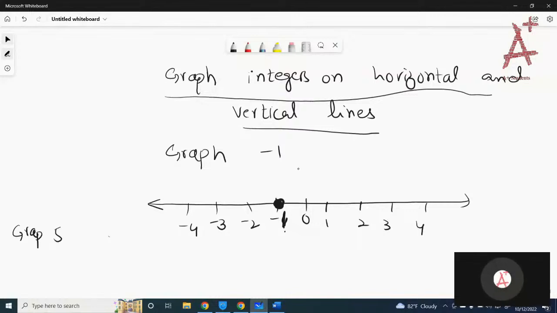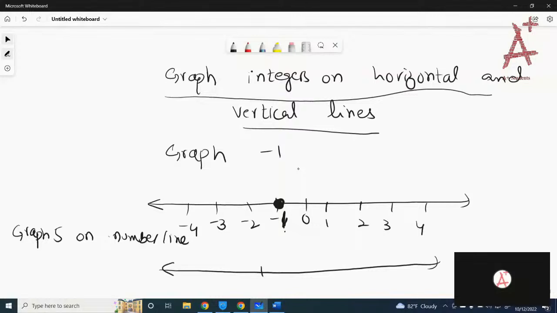The next one is graph 5 on number line. So 0, 1, 2, 3, 4, 5, -1, -2. So you have to graph 5. So look at the 5. Here is the 5 on the number line. Just make a point on the number line. Got it?